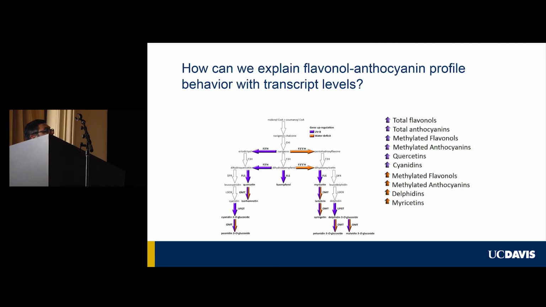the season. How can you explain the flavonol anthocyanin profile behavior with transcript levels? Well, as we're changing the light amounts with these shade cloths or the water amounts with irrigation treatments, light amounts are affecting the total flavonols, anthocyanins, methylated flavonols, methylated anthocyanins, quercetins, and cyanidins. You get the effect of water on the two parallel downstream pathways on the trihydroxylated side. And if you are able to combine the UV with water deficits, you're going to get a lot better response from delphinidin-based compounds. You're going to get them more darker, inkier, and they will not bleach out.